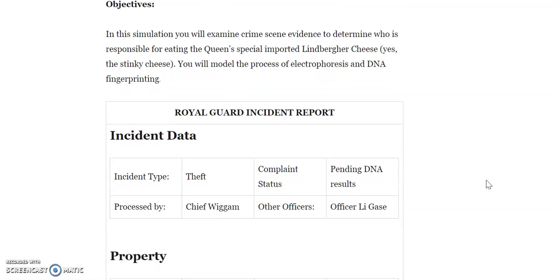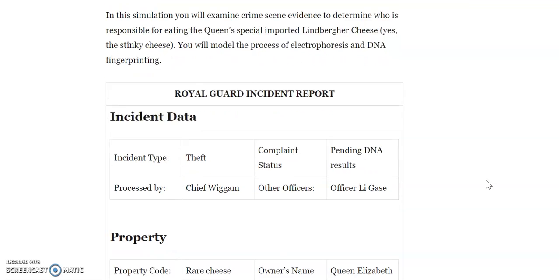So in this simulation, you will examine crime scene evidence to determine who is responsible for eating the Queen's special imported Lindenberg cheese. Yes, that is the stinky cheese. Not sure if many of you are cheese connoisseurs, but this is the best, most expensive cheese that you could possibly get. You will model the process of electrophoresis and DNA fingerprinting.